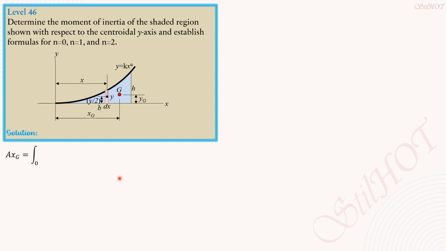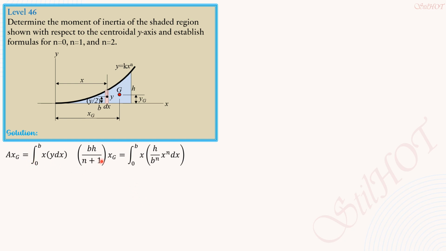So area times xg equals the integral of x dA, where x is the moment arm of the strip from the y-axis, and dA is simply the area of the strip, which is y times dx, the differential area. So we already know that y is h over b to the n, that is k, times x to the n. So bh over n plus 1 times xg equals the integral from 0 to b of x times h over b to the n times x to the n dx. And h over b to the n is the value of k from level 45.